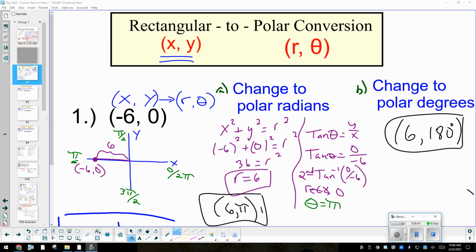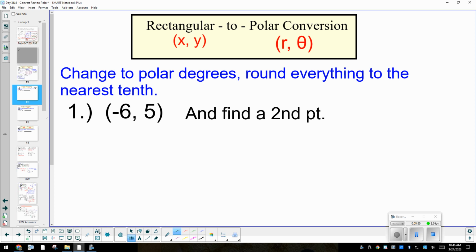Let's keep going. Here we go for number 2. All right. So now this says, I don't know why it's number 1, but it should be number 2. It says change to polar degrees. So now we want to work in degrees. It does say round everything to the nearest 10. So we know that we're not going to be dealing with exact values, and you do want to make sure you use a calculator here because that means your tangent is going to be decimals, okay? And then there's this little added feature that says find a second point, and I'll explain that after, okay?